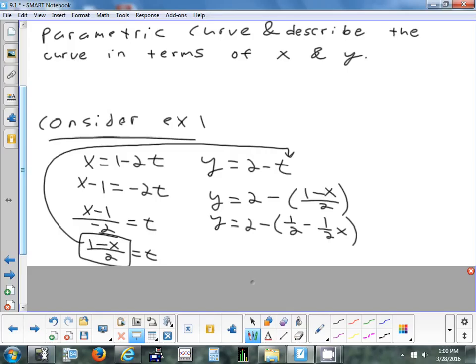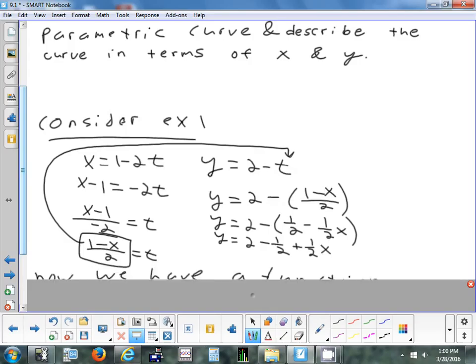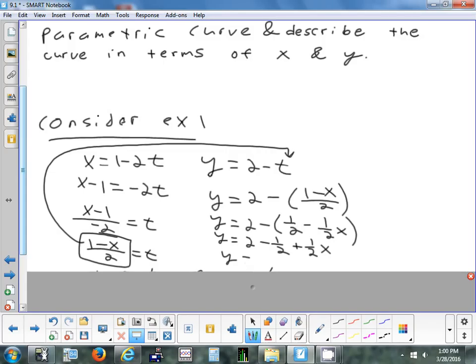Okay, and then what do I have to do with the negative in front? Yep, distribute it. So y equals 2 minus 1/2 plus 1/2 x. And what's the last thing I could do? Combine like terms. Yeah, combine like terms, and I'm also going to put it in y equals mx plus b.